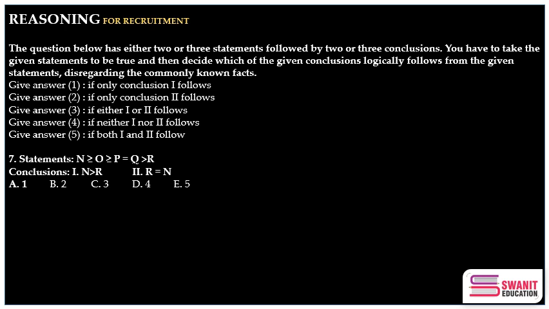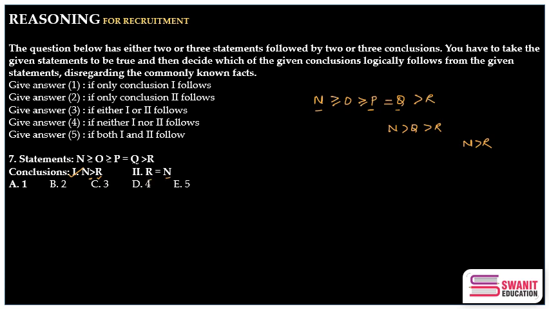So my first conclusion here will be n is greater than r. Now look at this statement which says n is greater than equal to o is greater than equal to p is equal to q, and q is greater than r. So to tell you that n is greater than r, let's compare them. Now since n is greater than p, that means n is also greater than q. So if n is greater than q and q is greater than r, so I can definitely conclude that n is greater than r. So my first conclusion follows.